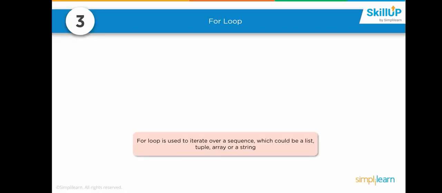Now the for loop is used to iterate over a sequence. The sequence could be a list, it could be a tuple, it could be an array, a string, or it could even be a range. Basically, if you have certain elements arranged one after the other, a for loop can be used to iterate over these elements. So now let's look at the syntax of the for loop.